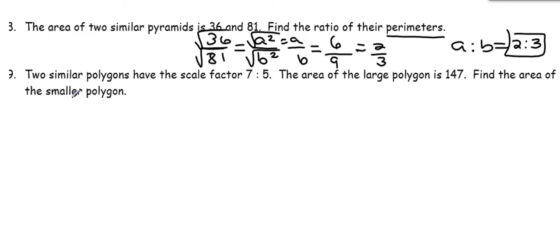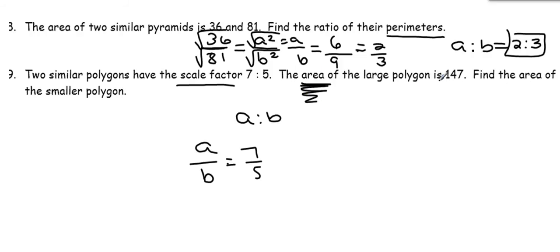Alright, so now we can use the ratios to solve for either missing sides or missing areas or missing volumes. So for this example, it says two similar polygons have a scale factor of 7 to 5. Well, this is their scale factor. Remember, scale factor is a to b. So my a to my b is 7 over 5. The area of the large polygon is 147. So the large polygon would correspond to the larger length, which is 7. So that's going to be 147 on the top. We want the area of the smaller polygon, so we'll put x on the denominator.